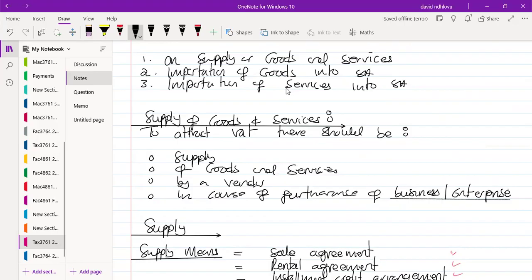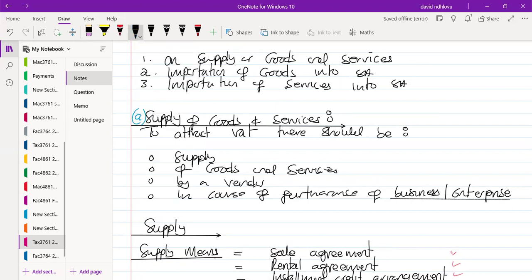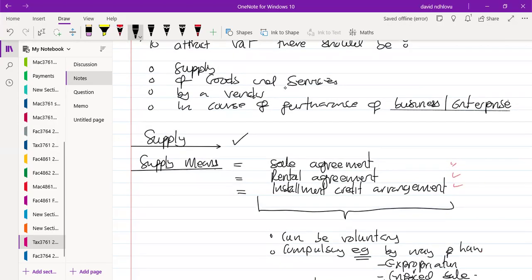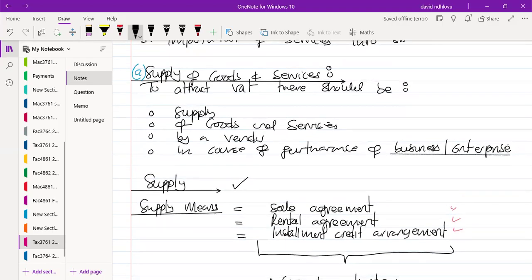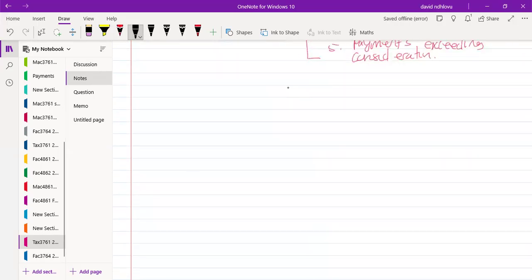Remember, we are talking about instance number one, where VAT is going to be charged. We're saying VAT is going to be charged where there is a supply of goods and services. However, to attract the VAT, there must be a supply, which means we must satisfy the definition of supply. Then it must be a supply of goods and services by a vendor in the course or furtherance of business. So we want to look at what the term goods means.